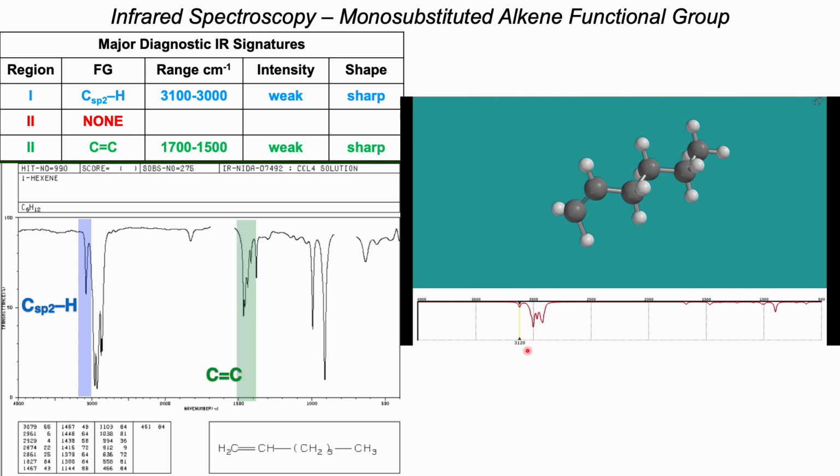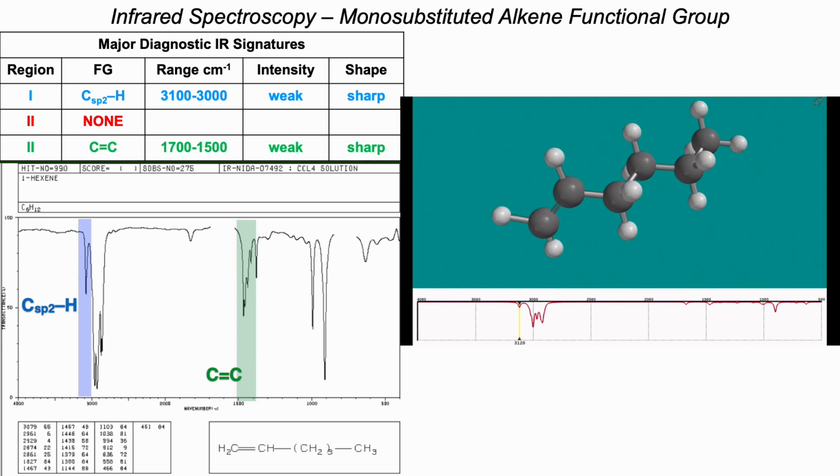So let's go ahead and play the movie here. And you'll see immediately that's the sp2 hybridized carbon H stretching of the alkene. Again, offset from the normal alkane stretching, which you'll see after we get done with the alkene. So there's some more sp2 carbon H stretching. Now we're in the alkane region below 3000 here.